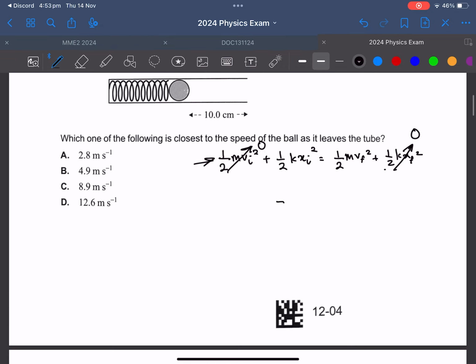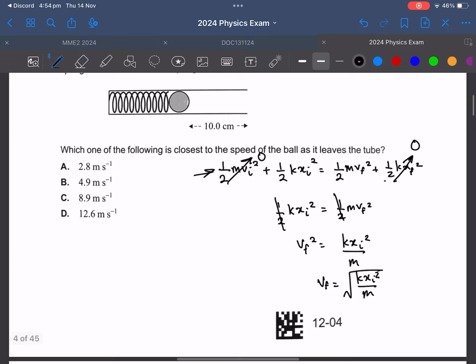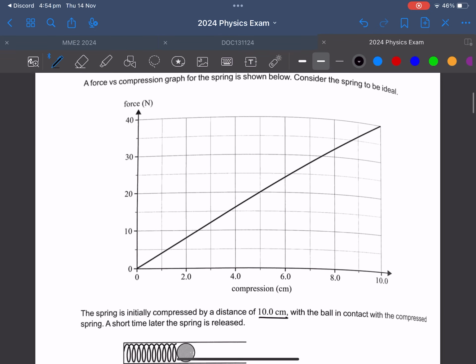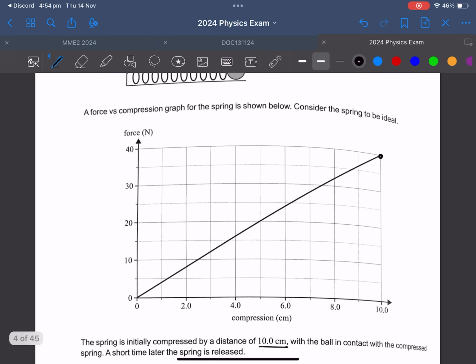So half k x_i squared is equal to half m v_f squared. So then half and half will cancel out, so v_f squared is equal to k x_i squared on m. So v_f is going to equal the square root of k x_i squared on m. So we have to find the value of k using this graph. So we can just use these coordinates. So force is equal to k times delta x. So then k is equal to force over delta x.